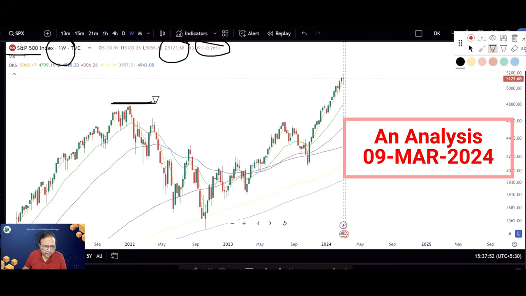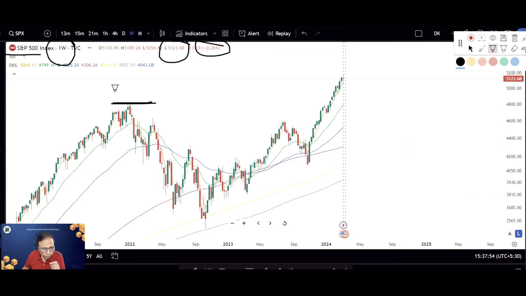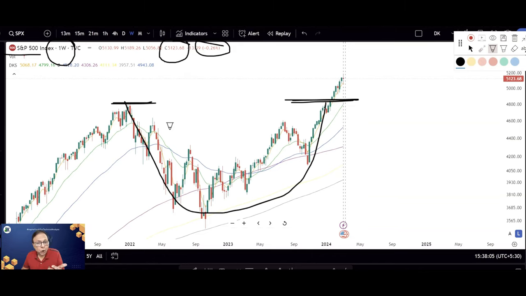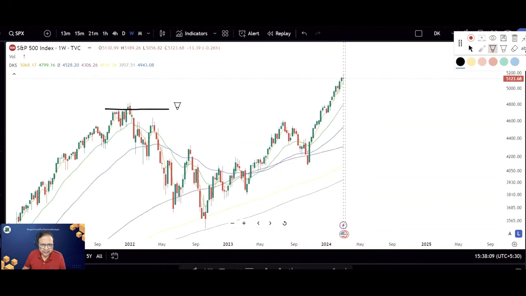This was the all-time high it made in January 2022. And then it was a beautiful rounding pattern, and it gave a breakout over here. So it is trading almost at all-time high now. Now the question here is, this is a very, very important price action, which is a rounding bottom pattern, which is a reliable chart pattern.